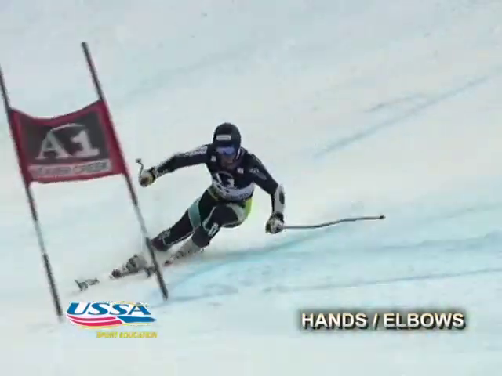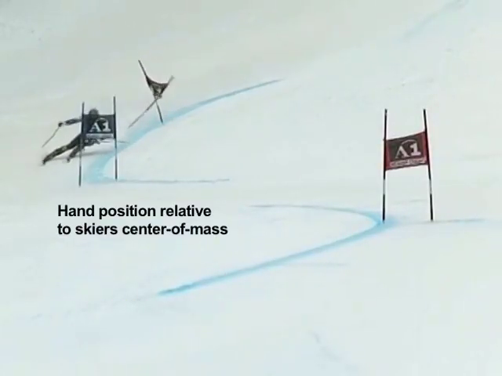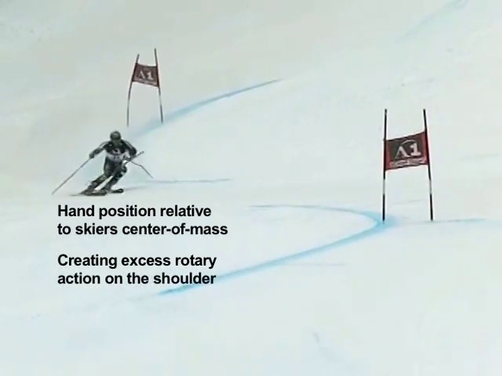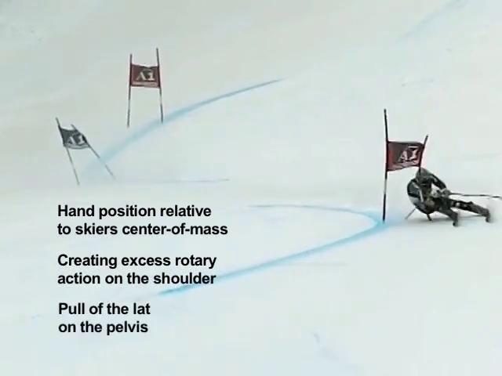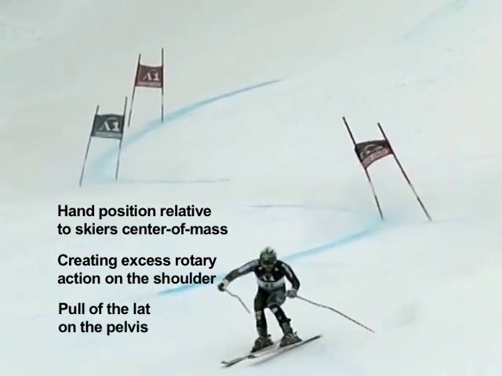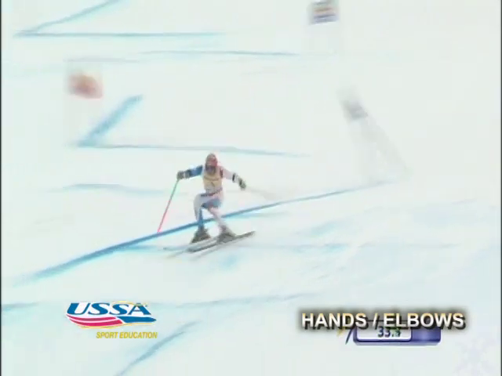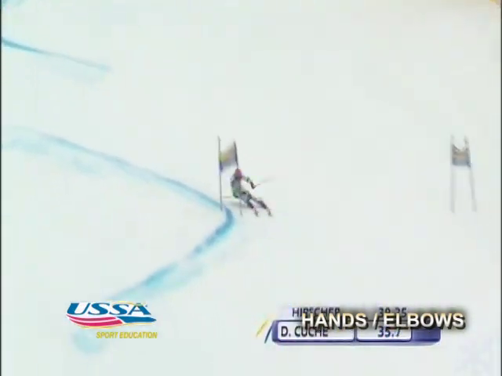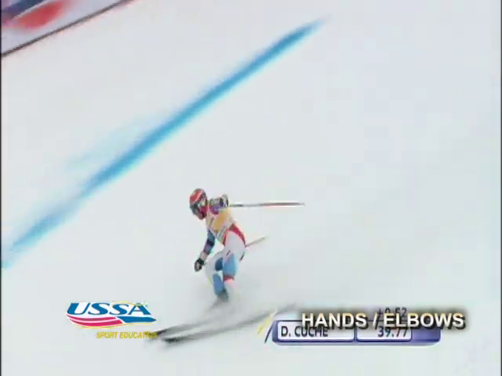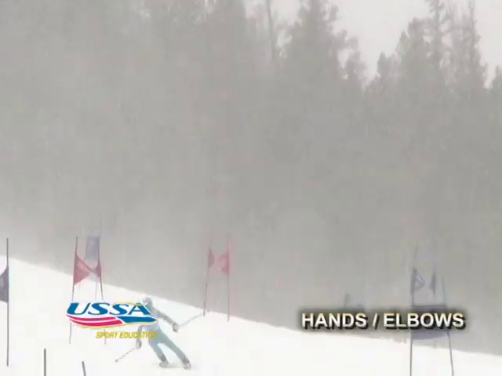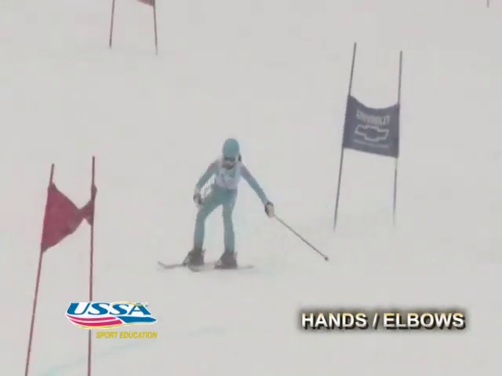Hand movement is responsible for altering the center mass by three methods. First, their position relative to the skier's center mass. Second, by creating excess rotary action to the shoulder. And lastly, by the pull of the lat on the pelvis, negatively promoting an excess rotational stimulus. Hands are not technique, but their actions or inefficiencies can negatively influence technique. While they contribute little to technique, they can drastically create negative situations.